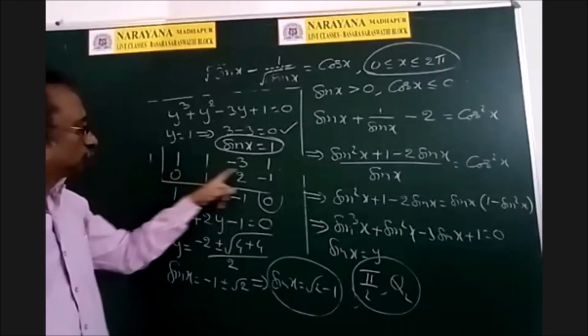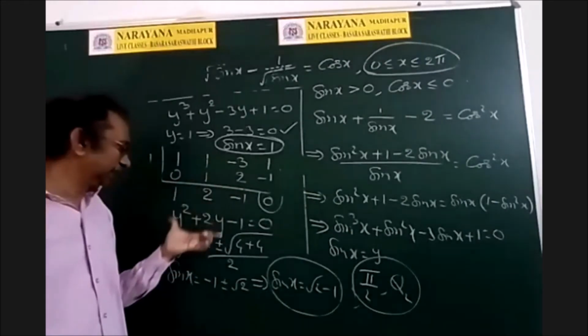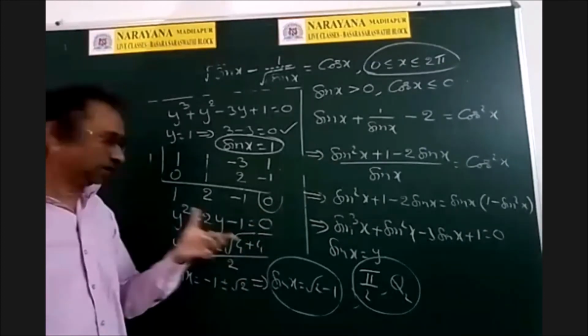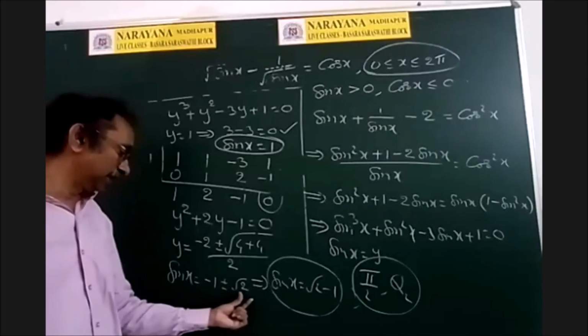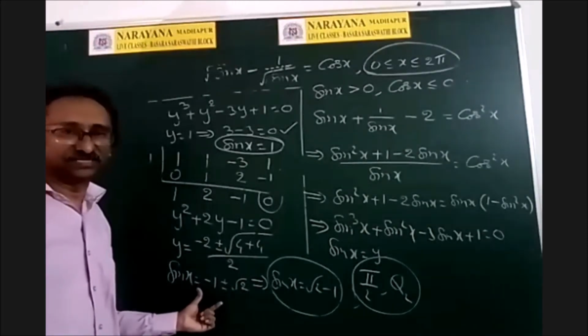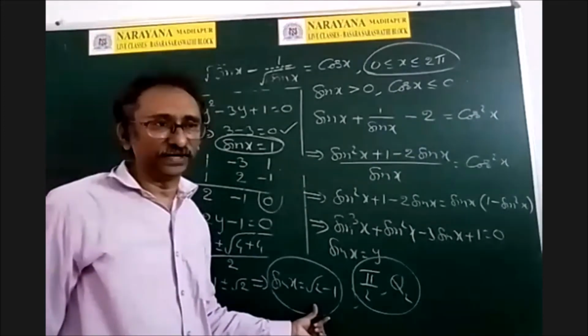So see how to write this. Suppose I have written this. You agree with that? And now you will get a quadratic expression that is equal to 0. Okay. Now you will have two roots. One is minus 1 plus root 2, one is minus 1 minus root 2. But sin x cannot be less than minus 1. So the only possibility is sin x is equal to root 2 minus 1.